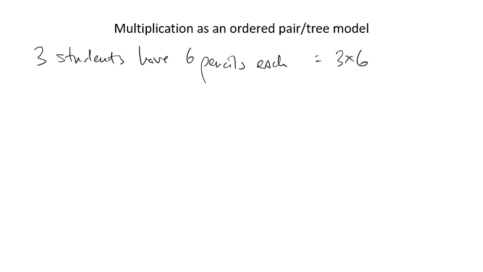One of the things that we can use to show multiplication is this thing called an ordered pair, or what you might have seen as a tree model. One of the things that's interesting about multiplication is that our elements can mix. So, for example, if I were to say 3 students have 6 pencils each, then we understand that this problem would be something like 3 times 6. These 3 students each have 6 pencils, so we're just going to multiply the 3 times the 6.